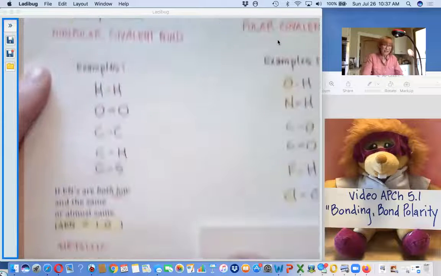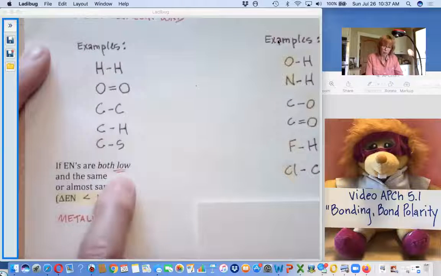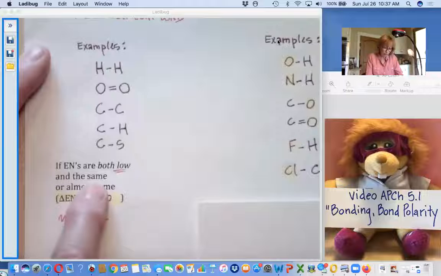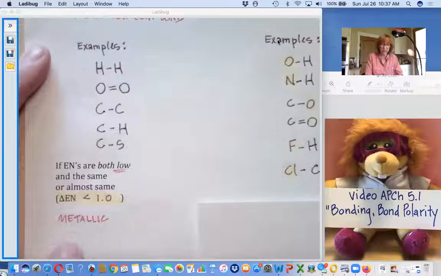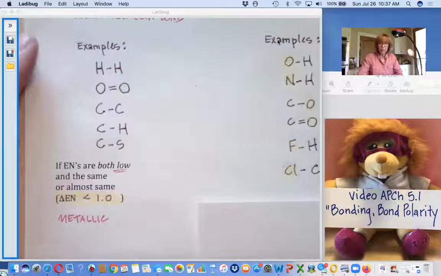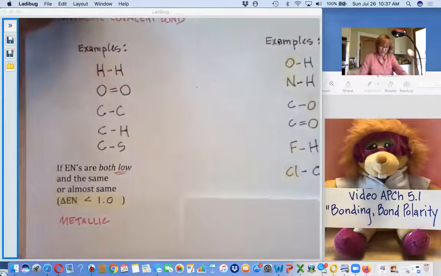Lastly, if the electronegativities both happen to be low, and they're the same low number or very close, that is an indication of a metallic bond. And again, we'll be talking about those in more detail in a later unit.